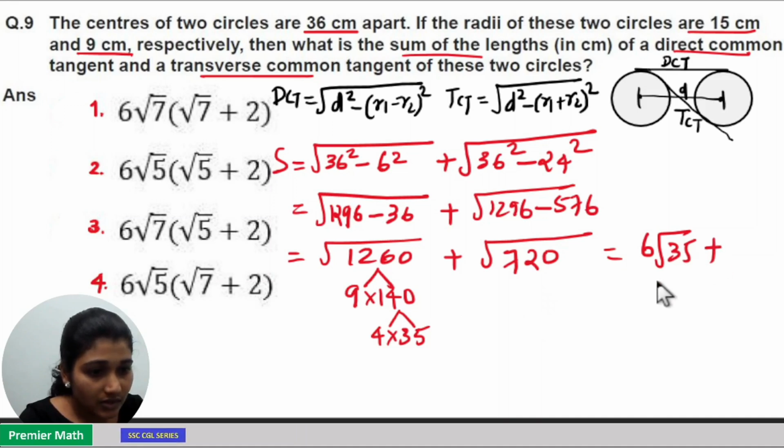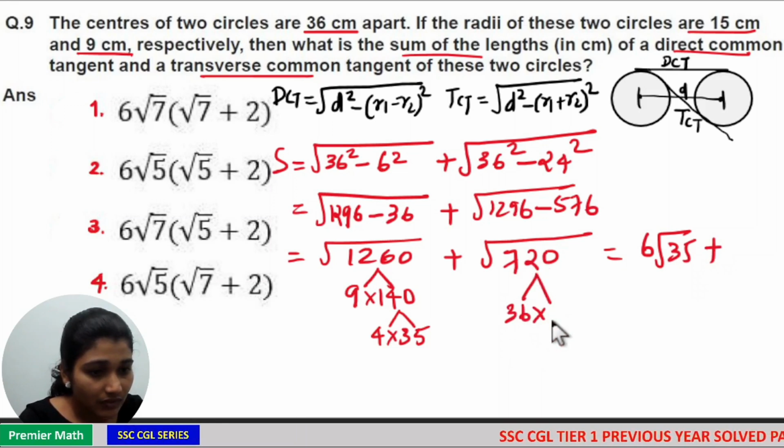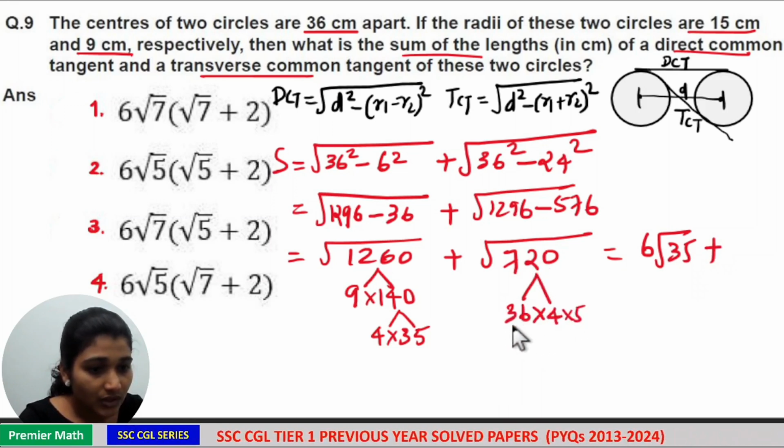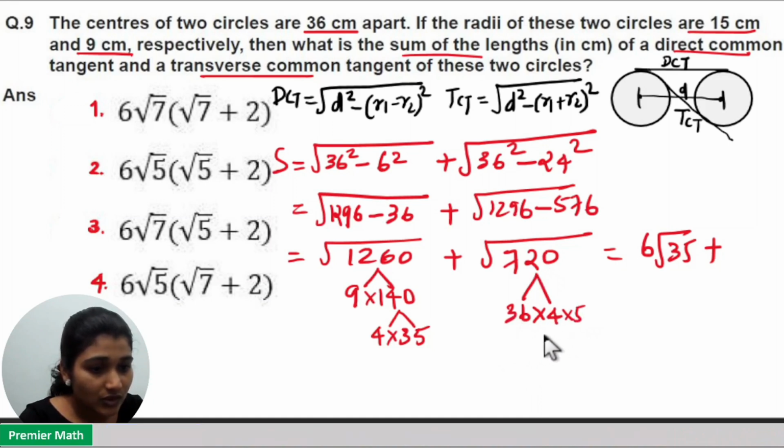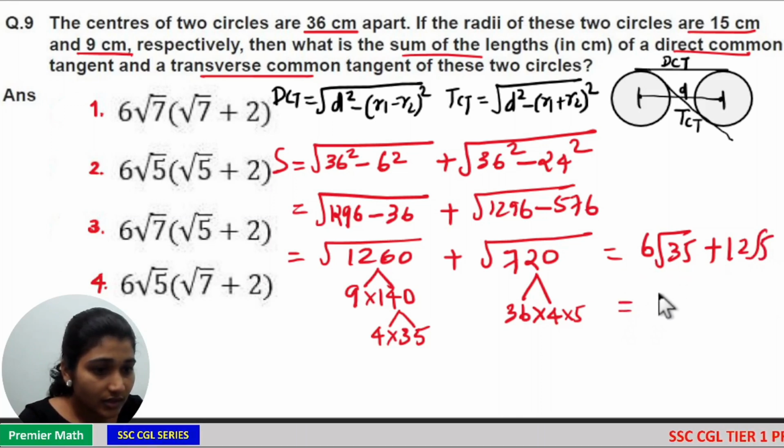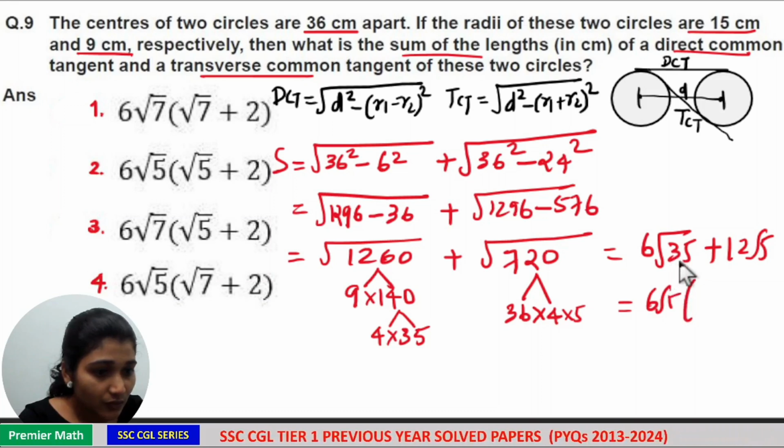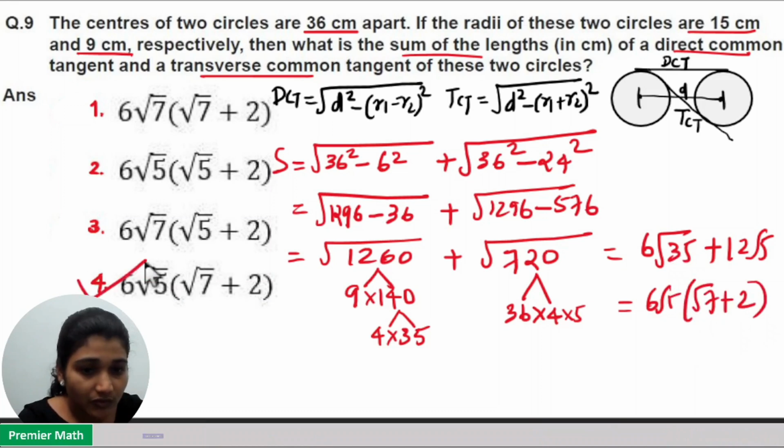Now next is equal to root 720. Now 36 into 20 is equal to 720. 20 I can write as 4 into 5. Now root 36 is 6. Root 4 is 2. 6 into 2 is 12. 12 root 5. So here take 6 root 5 as common factor. Then in root 35 I can write this as root 5 into root 7. So root 7 remaining, here 2 remaining. So option 4 is your answer.